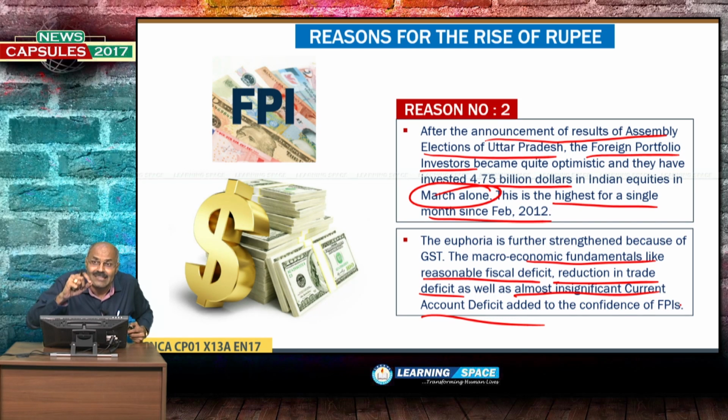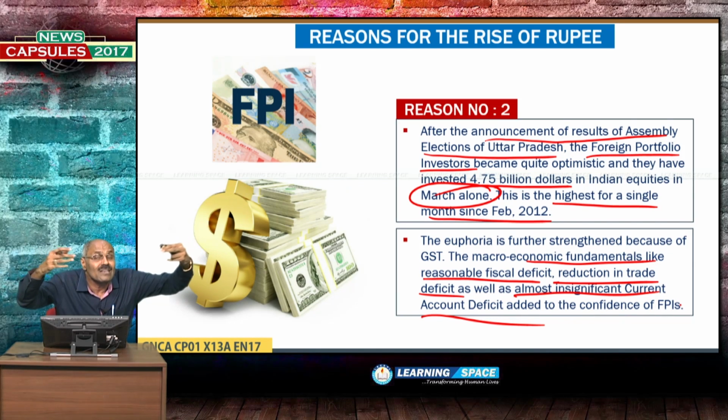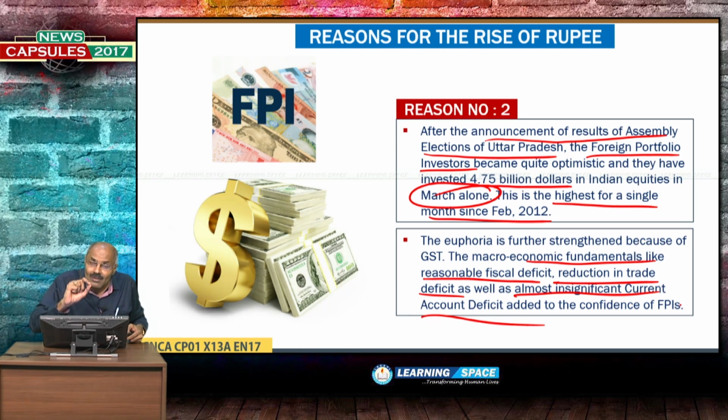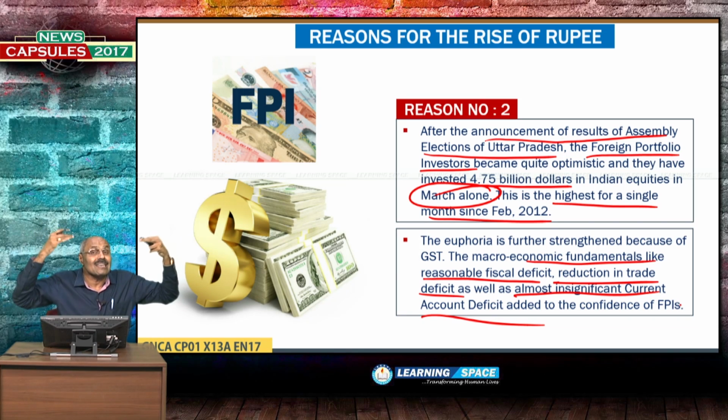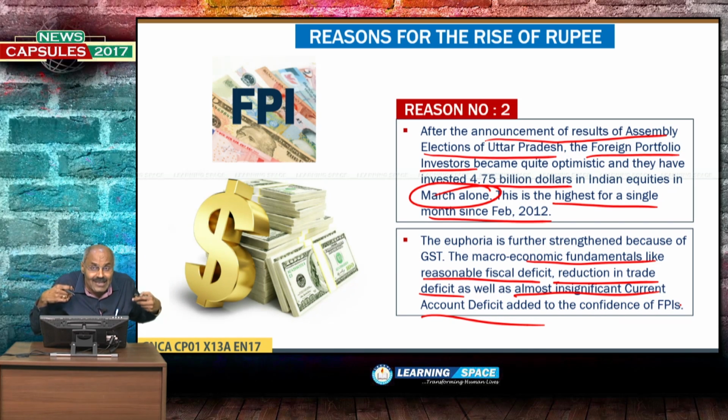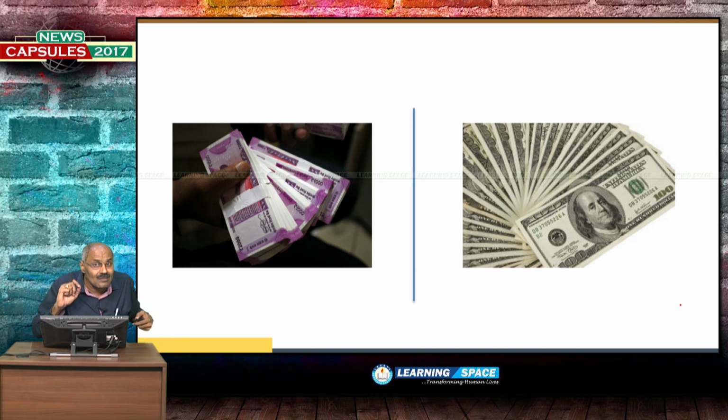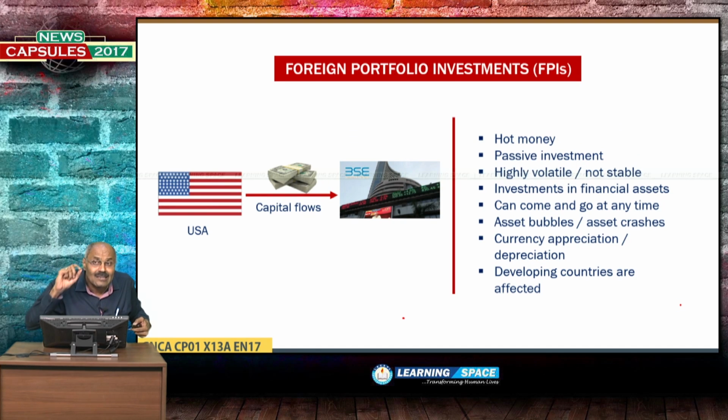So, these are other reasons for the increase in confidence of foreign portfolio investors. Right now, a lot of money is coming into the Indian stock market, and this is foreign portfolio investment. We are getting a lot of dollars into the Indian stock market, and this is known as capital flows. A lot of capital, that is dollars, is flowing into the Indian stock market, and I explained to you several times, this is known as hot money.